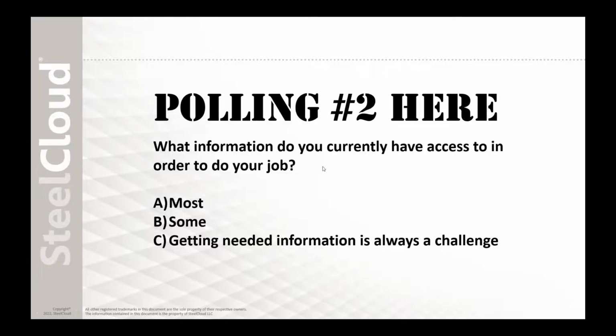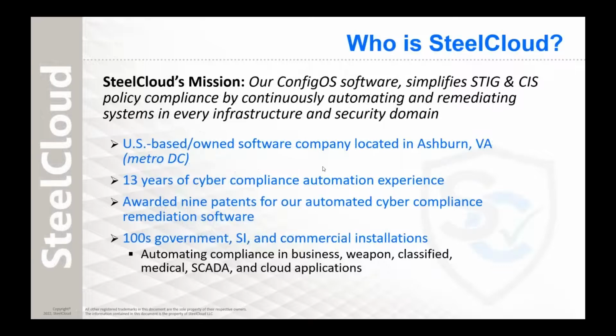Thank you. Welcome, everybody. I'll start with one slide on SteelCloud. We're a compliance software vendor. We are located in Northern Virginia, up in Ashburn, about 25 miles from Washington, D.C. We've been doing compliance work primarily in the federal government for the last 13 years. Most of it is delivering automation software. We have hundreds of installations across the government, commercial, and integrators.